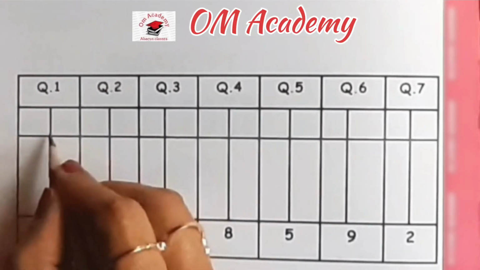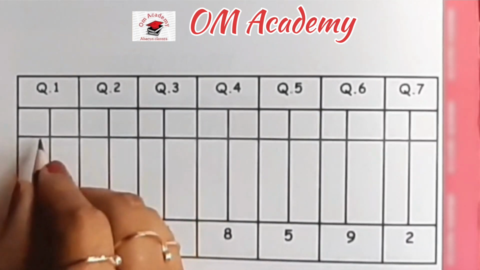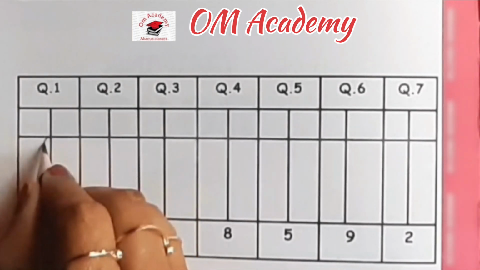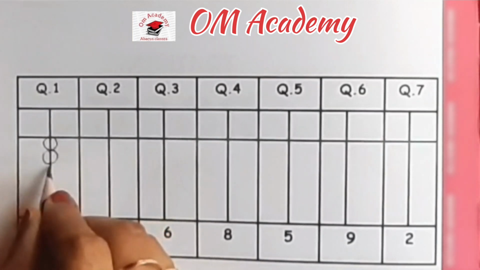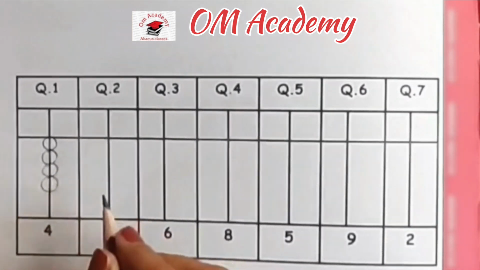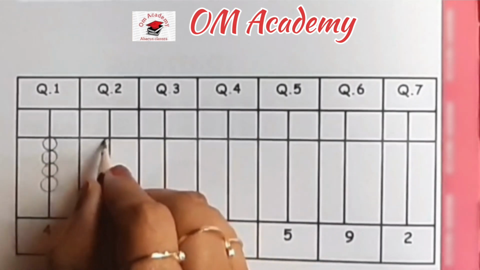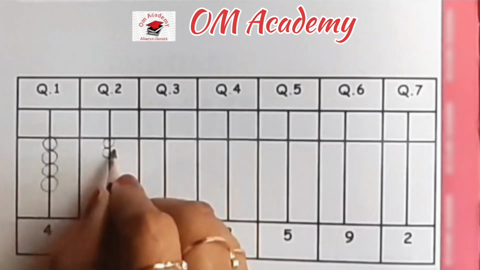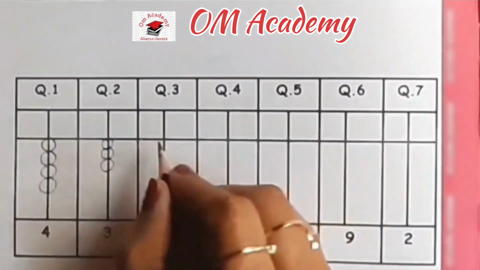Here the answer has been given and we have to draw the beads. For question number 1, the answer is 4. So we have to draw 4 lower beads. 1, 2, 3 and 4. For question number 2, the answer given is 3. So we have to draw 3 lower beads. 1, 2 and 3.